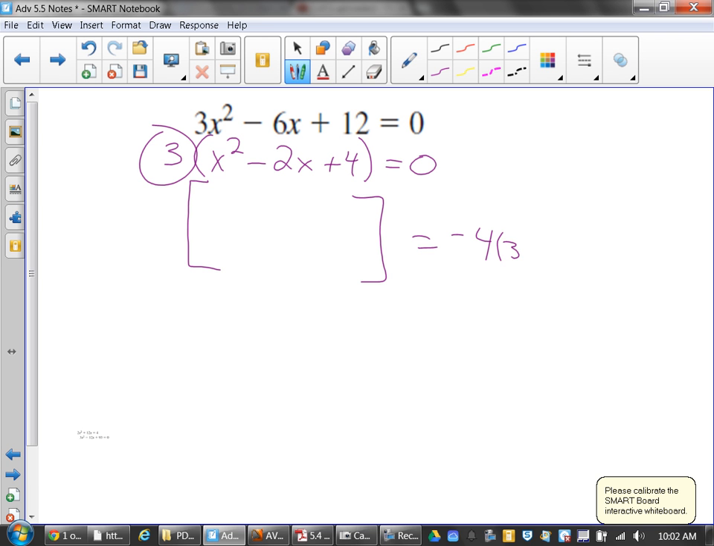A 3. The reason, I guess, you know what, since we're not anywhere near conics yet, the reason I took the 3 out first is because of what's going to happen later on. We don't need to worry about that yet. So, yeah, it's okay. For right now, we're fine.